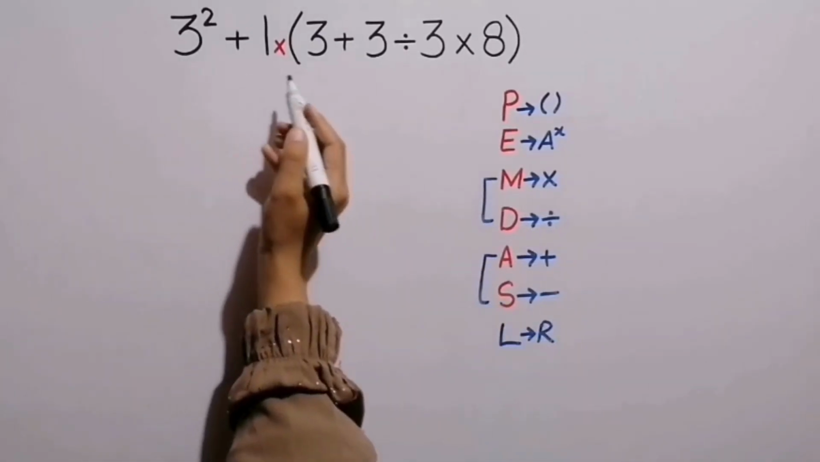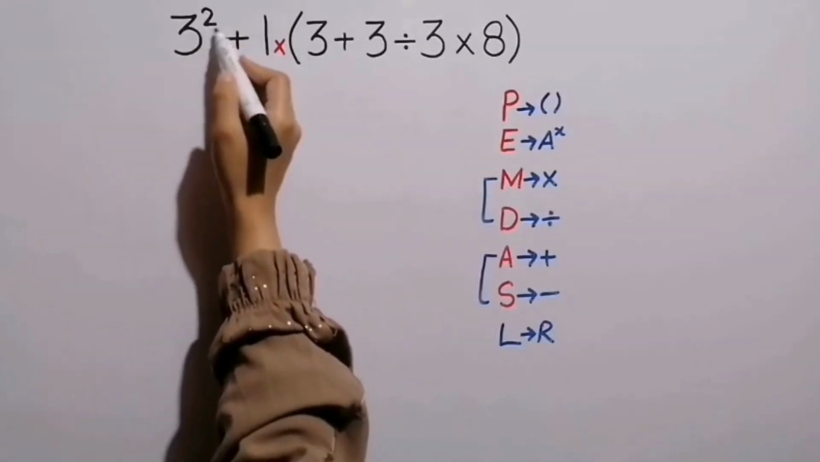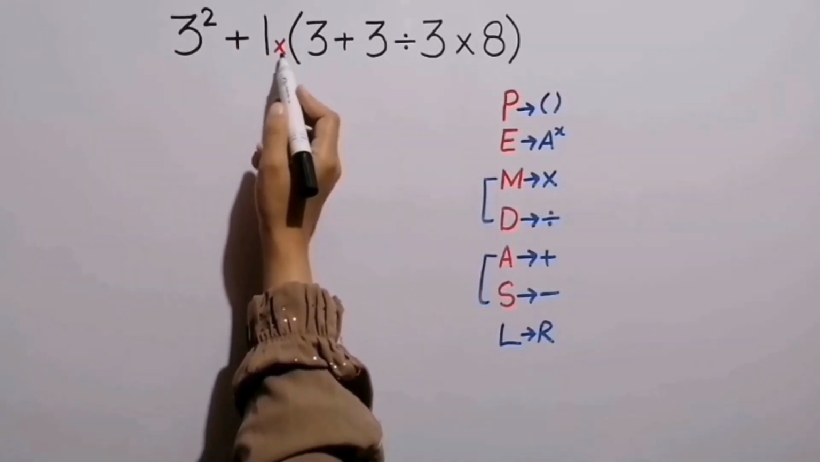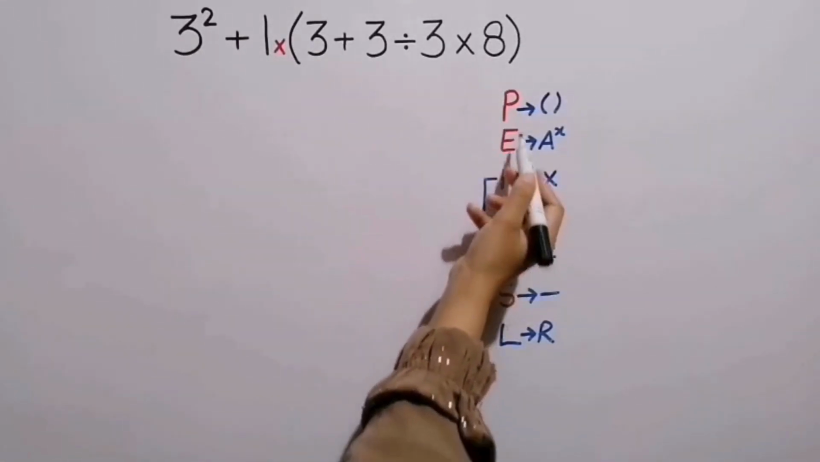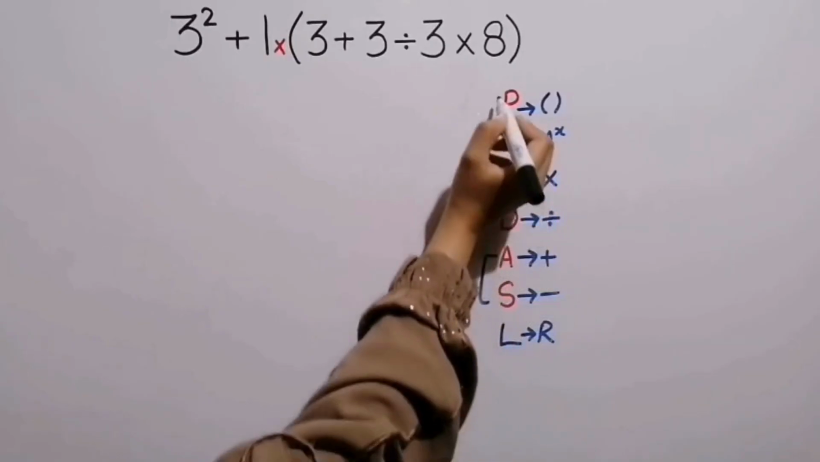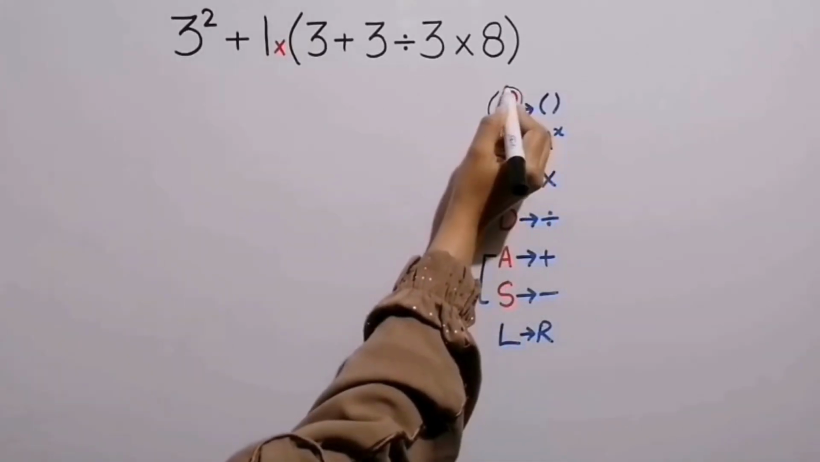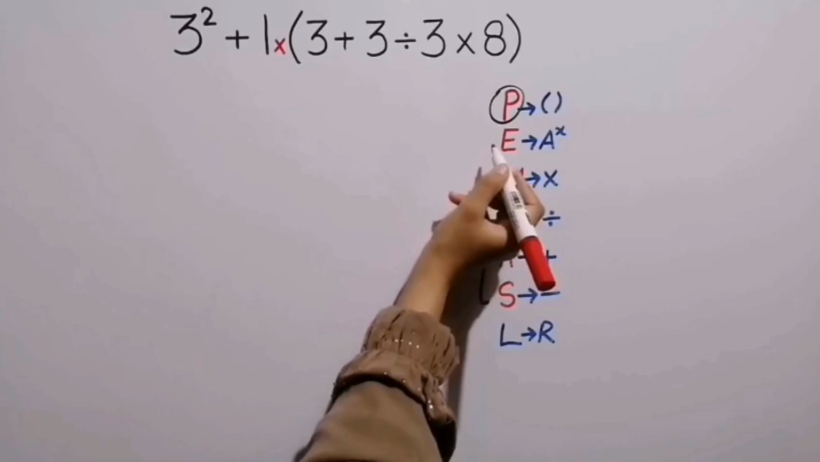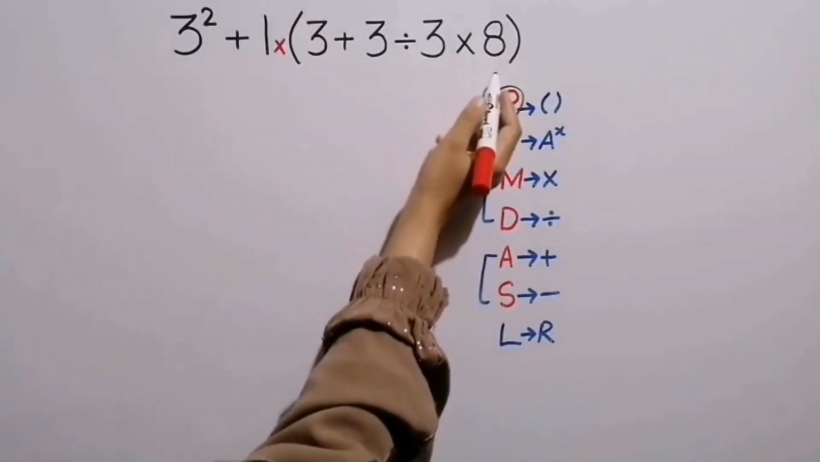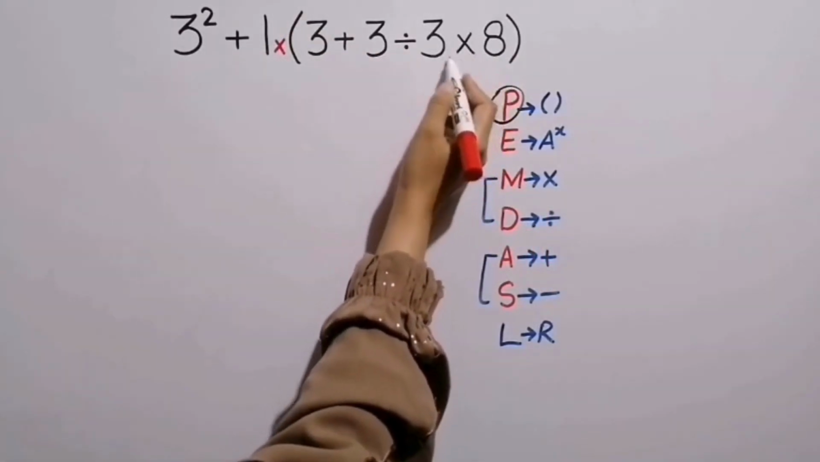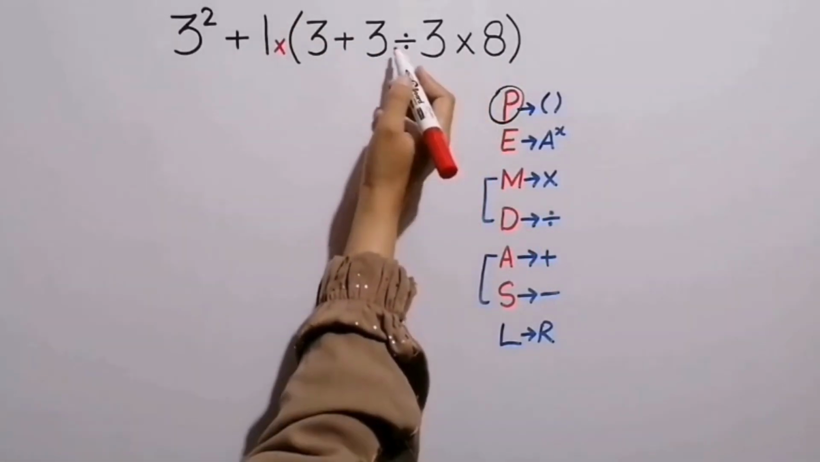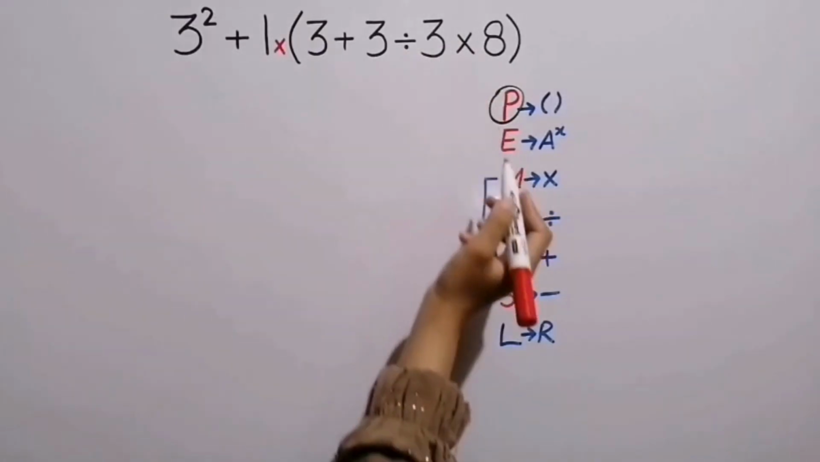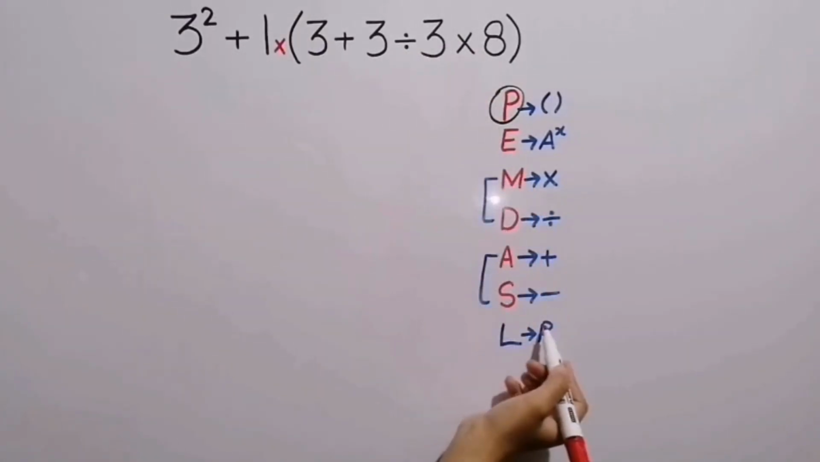As you can see on the screen and in this expression, first we have an exponent, addition, then multiplication, and finally parentheses. According to the PEMDAS rule, first we simplify the parentheses, because parentheses have higher priority than all other operations. And inside this parentheses we have addition, division, and multiplication. First we handle the division and multiplication because for multiplication and division, we work from left to right.